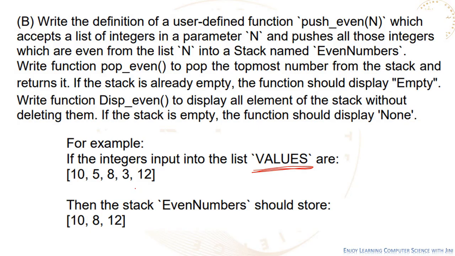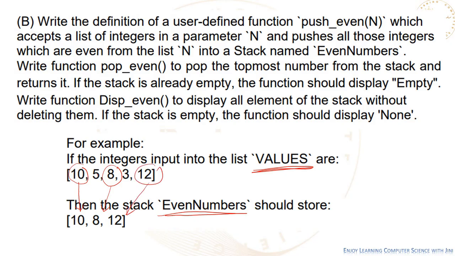Then you have to create a stack. The name of the stack is even numbers, which should contain the even numbers from the list. So 10 is an even number, so that will be pushed inside your stack, even numbers. And then 5 is not an even number, so it will not be pushed. 8 is an even number, so it will be pushed to your stack. 3 is not an even number. 12 is an even number, so it will be pushed.